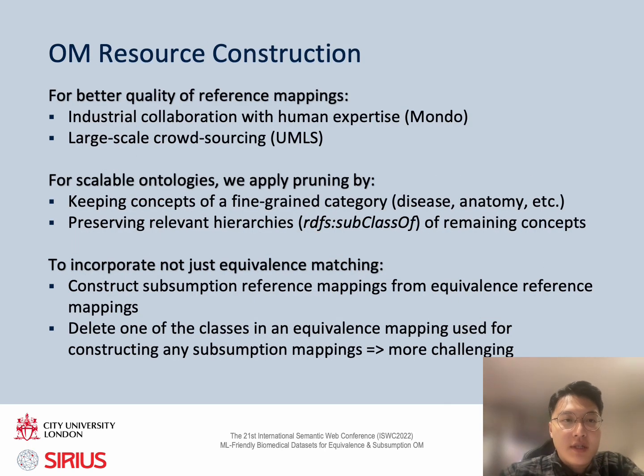This slide is just a wordy version of what I have described in the previous slide. So first of all, you can see that we generate reference mappings from two resources: with industrial collaboration with Mondo and crowdsourcing from UMLS. And we apply ontology pruning for scalable pairs, and we incorporate not just equivalence mappings.